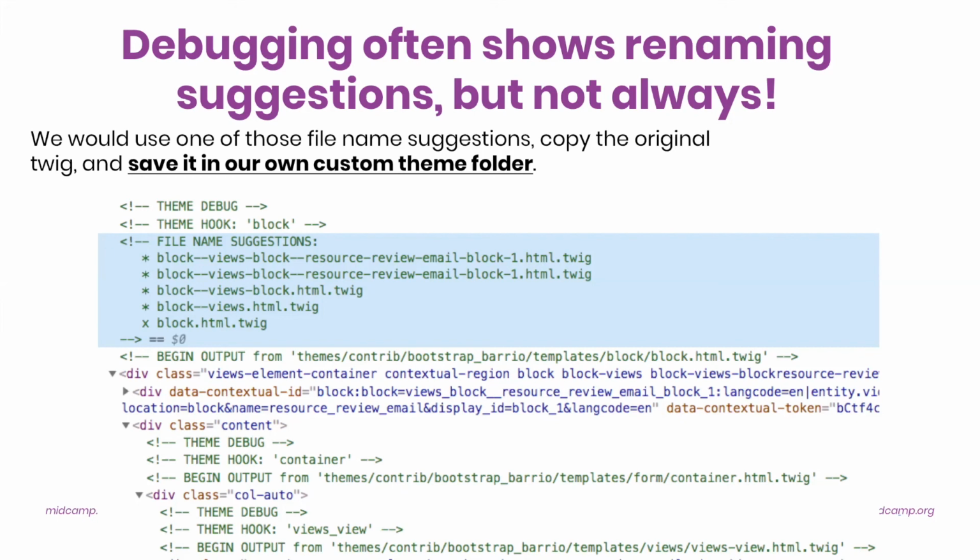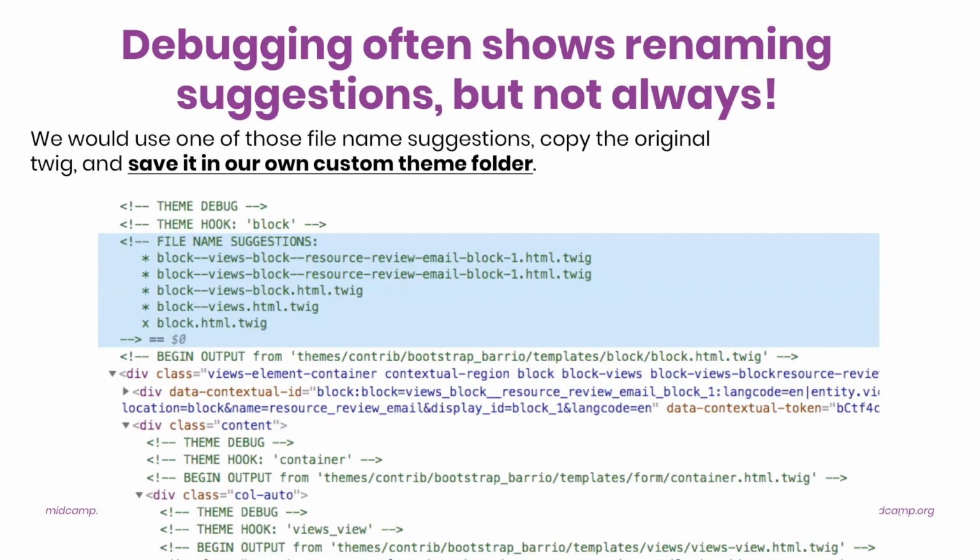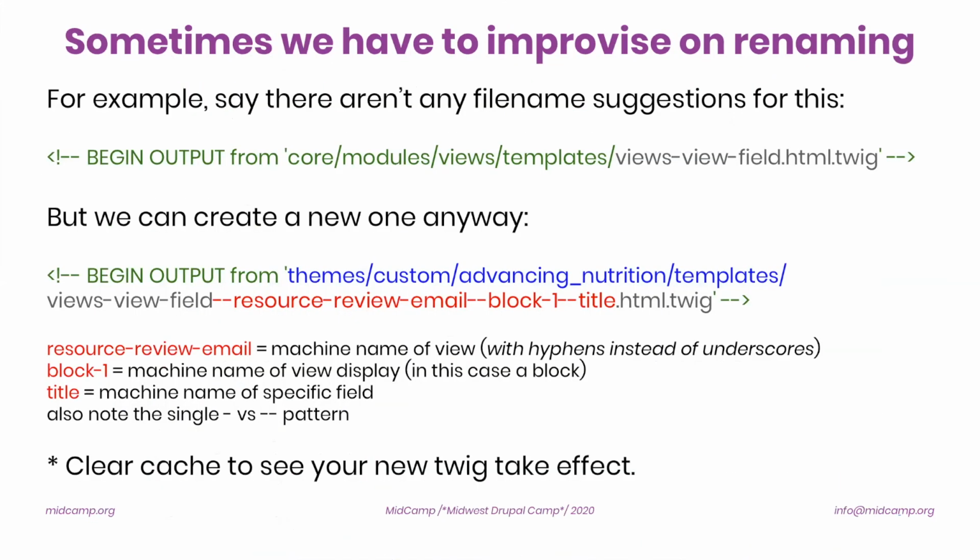And so you have a couple of file name suggestions here, and I usually go for the most specific one to whatever we're working on. So sometimes they don't provide suggestions. Sometimes you do not see these file name suggestions, and you've got to improvise. And so, for example, I renamed views-view-field.html.twig without any suggestions being provided.